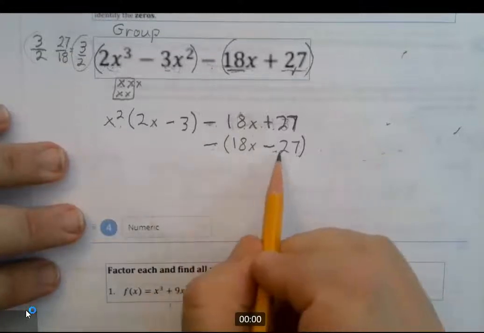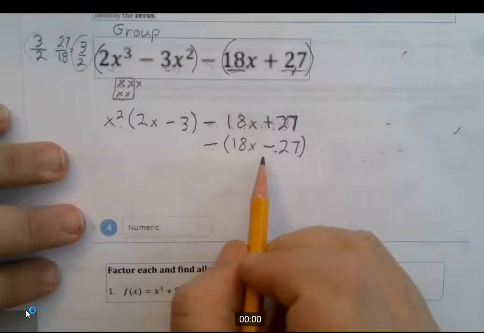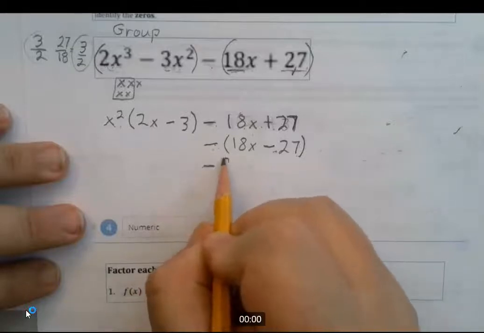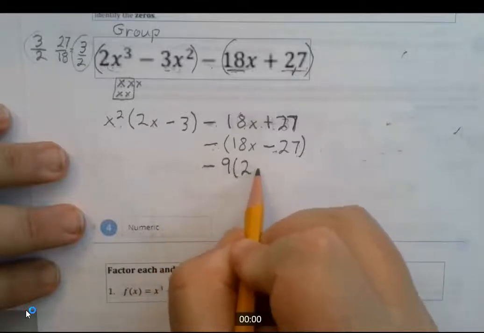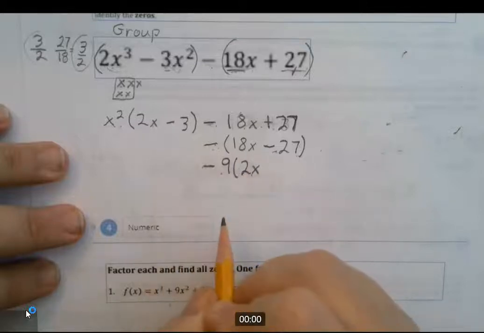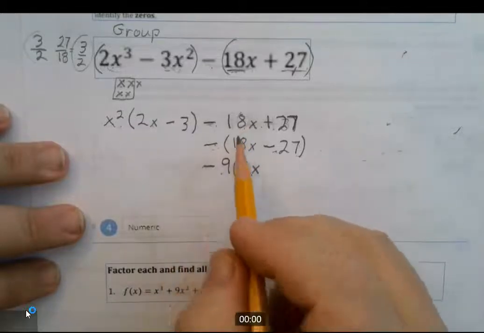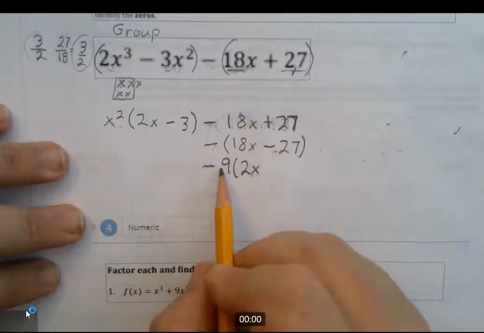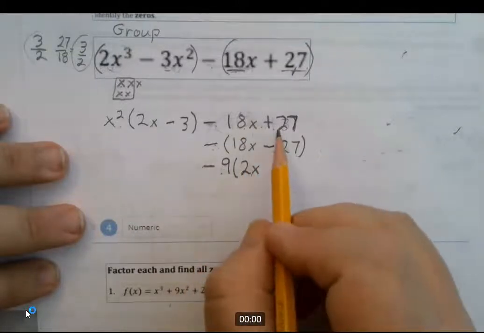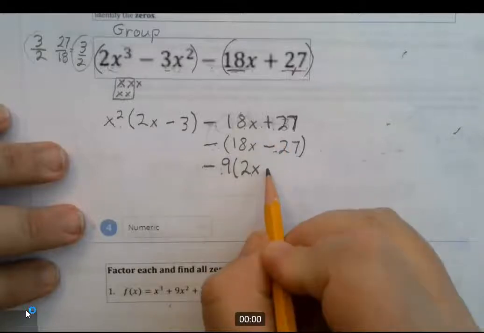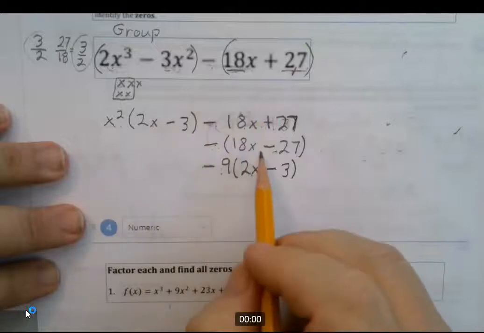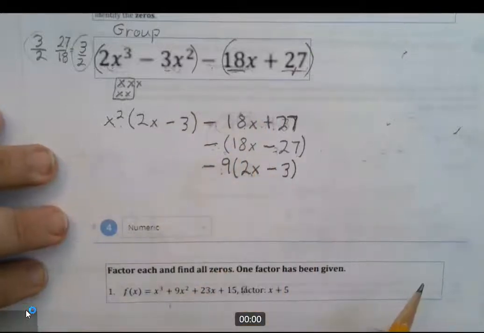Okay, so now when I factor this, I pull out a 9, and I end up with negative 9, and then I have 2x here, so negative 9, 2x will give me the negative 18x that I have up here, and then negative 9 times what will give me positive 27? That would be a negative 3. So that one's a little tricky. When you wrap the parentheses, it changes the sign on the 27.